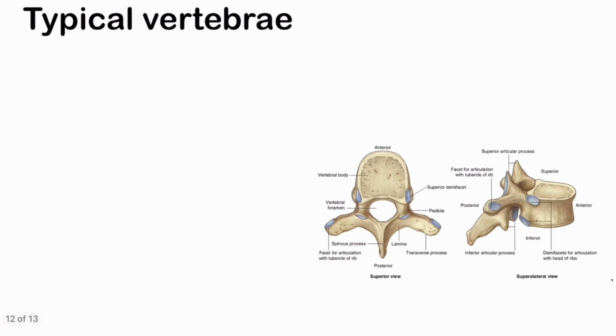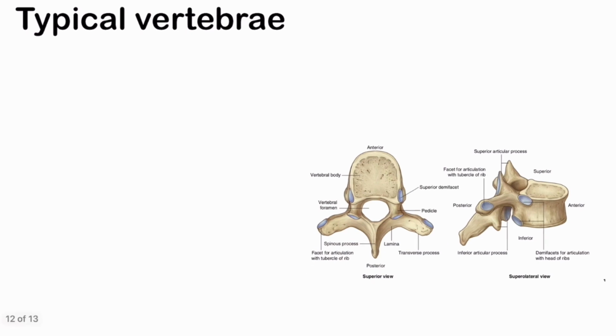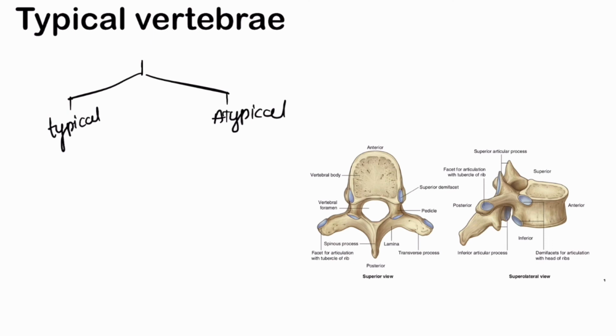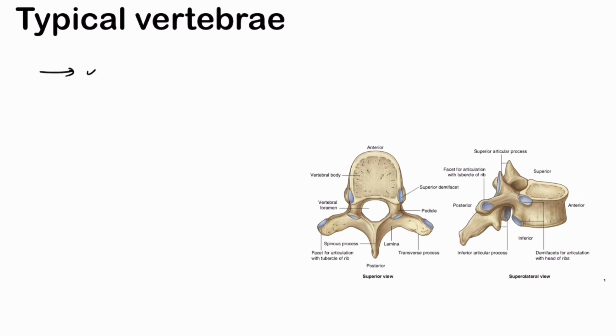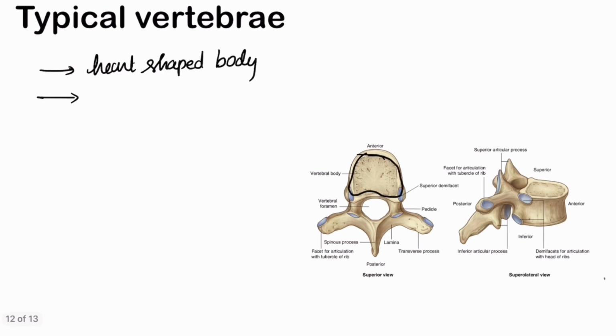Now, let us discuss the thoracic vertebrae. We have two types of thoracic vertebrae. They are typical and atypical. First, let us discuss the typical vertebrae. The typical vertebrae contains a heart-shaped body. This is the body of the vertebrae. And also the circular vertebral foramen. This is the vertebral foramen here, which is circular in shape.